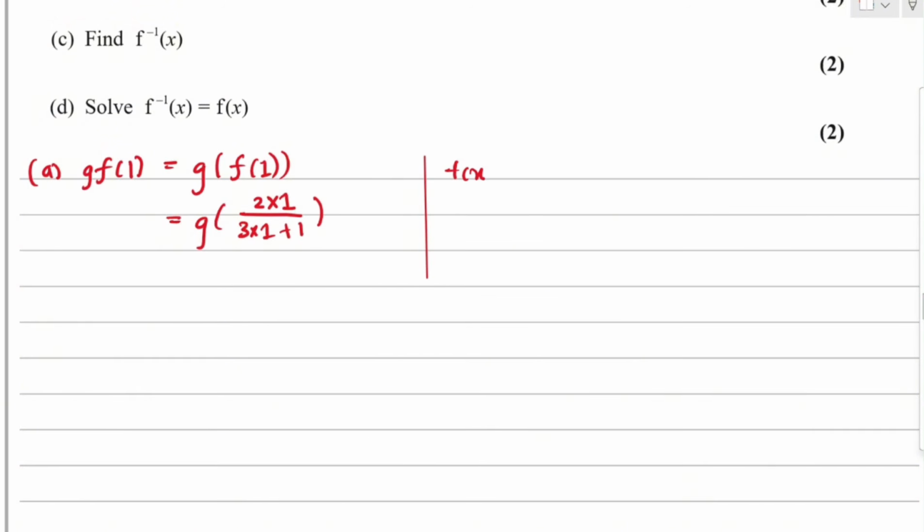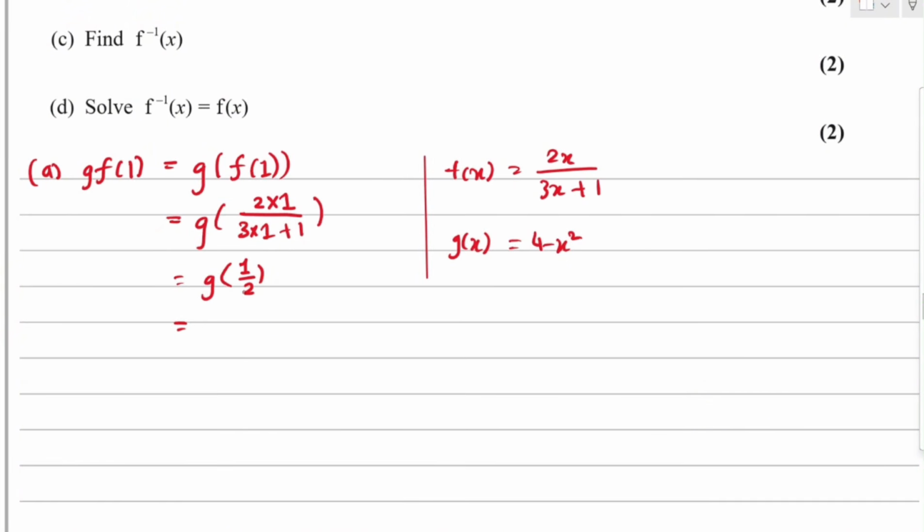From the question, we know that f(x) is equal to 2x divided by 3x plus 1. In this part, I have just replaced each x variable with 1. We also know that the function g(x) is equal to 4 minus x squared. What we get from here is that g(1/2). Now if we calculate the value of g(1/2), we will get the value of gf(1).